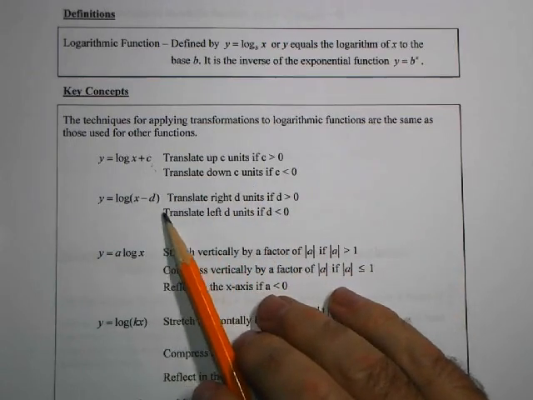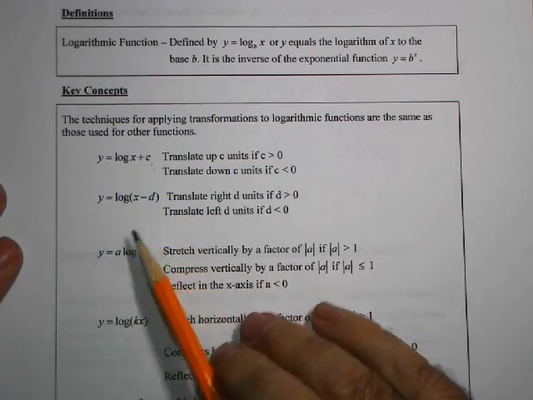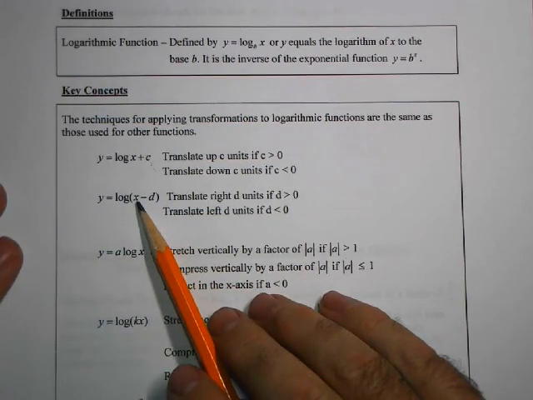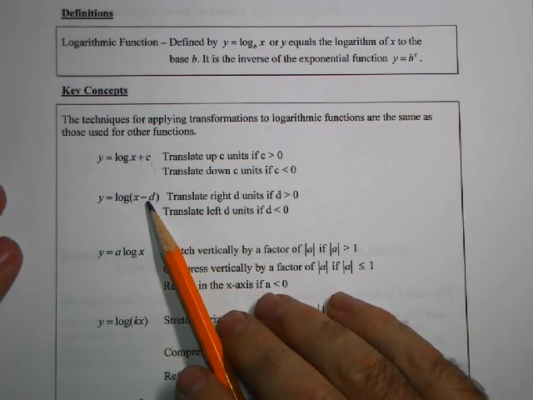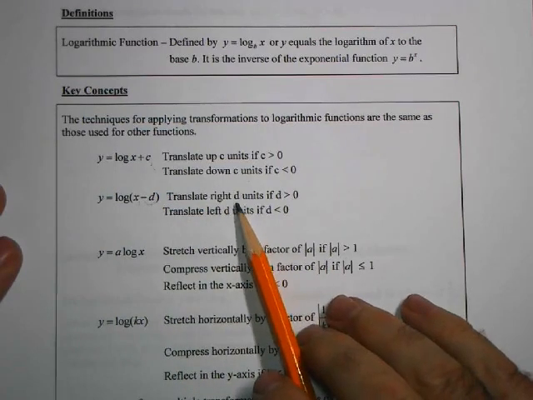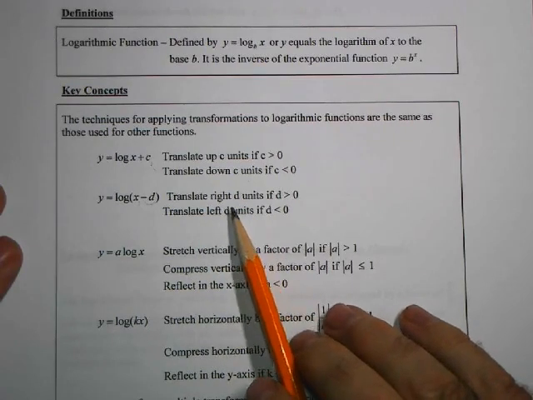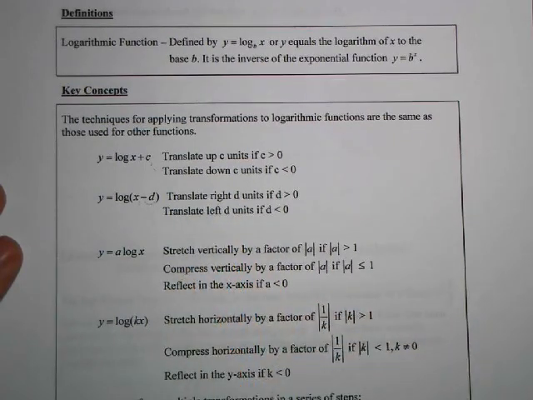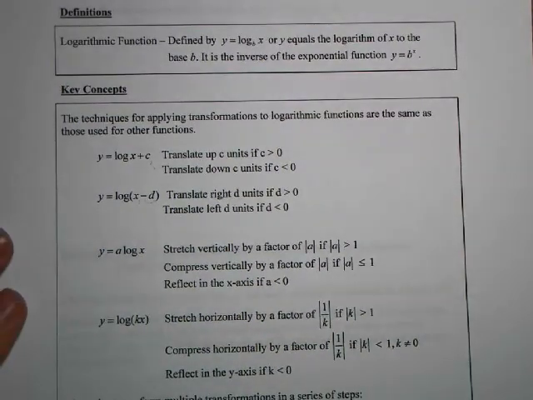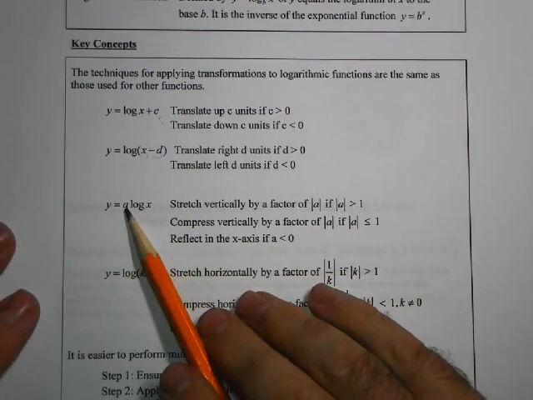Then we've got the horizontal translation. We're basically applying that to x before we do the log. So remember, it's written as x minus d. So if d itself is positive, you're translating to the right that many units, and if d was negative, you're translating to the left that many units. Okay, and then we have the vertical stretch, compression, reflection.